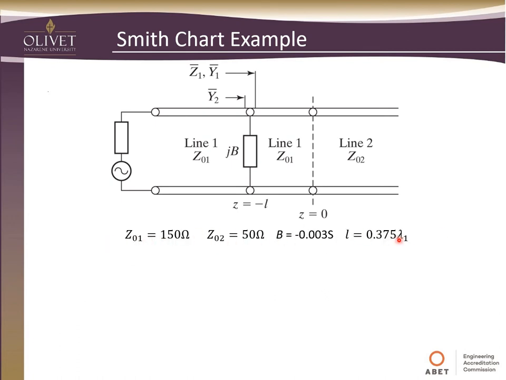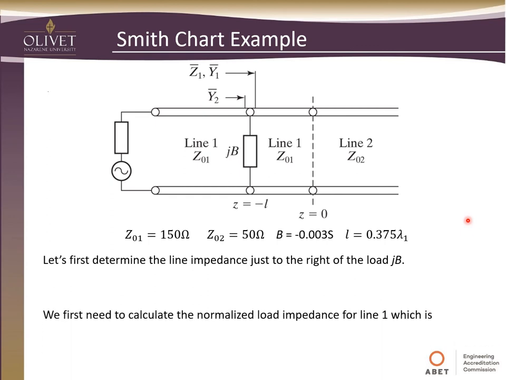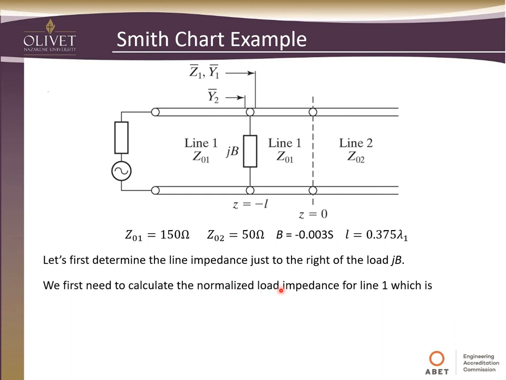So again, I've just rewritten our factors here. And look at this, we first need to determine the line impedance just to the right of JB. But to do this, we have to calculate the normalized load impedance for line one. And again, this is at Z equals zero, you can see Z1 equals zero, it's gonna be the ratio of our two lines here. So line two on top is 50 ohms, line one on bottom is 150 ohms. So that gives us a normalized impedance of 1/3. So that's the normalized impedance of what's happening across this transition.